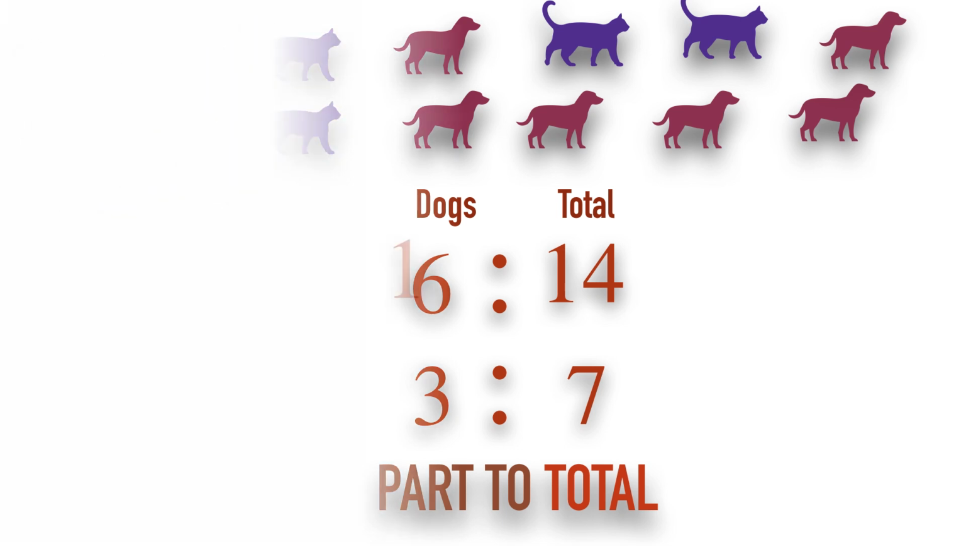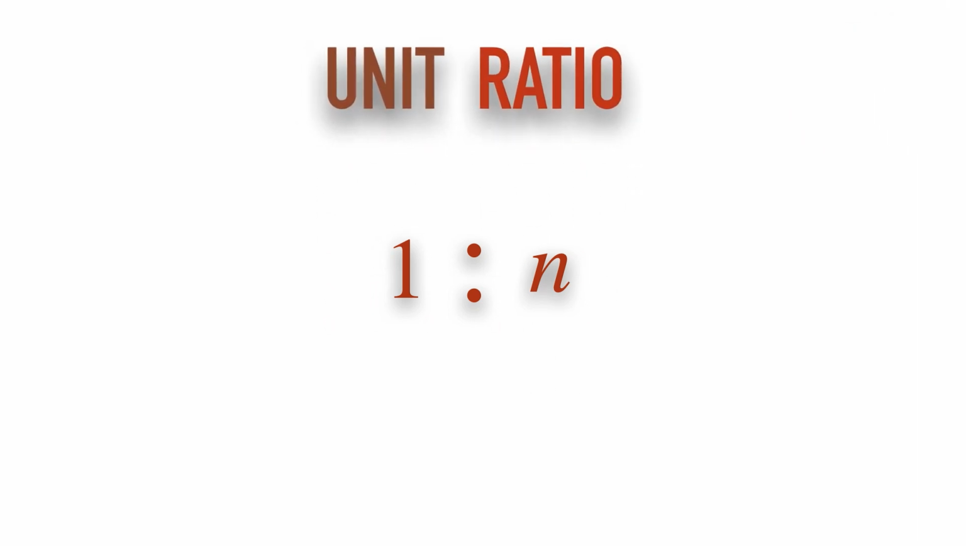Sometimes it's necessary to write ratios in unit form. These are the ratios of the form 1:n or n:1, where one of the terms is always 1 and the other term is any number n. Unit ratios make comparison between two different ratios much easier.